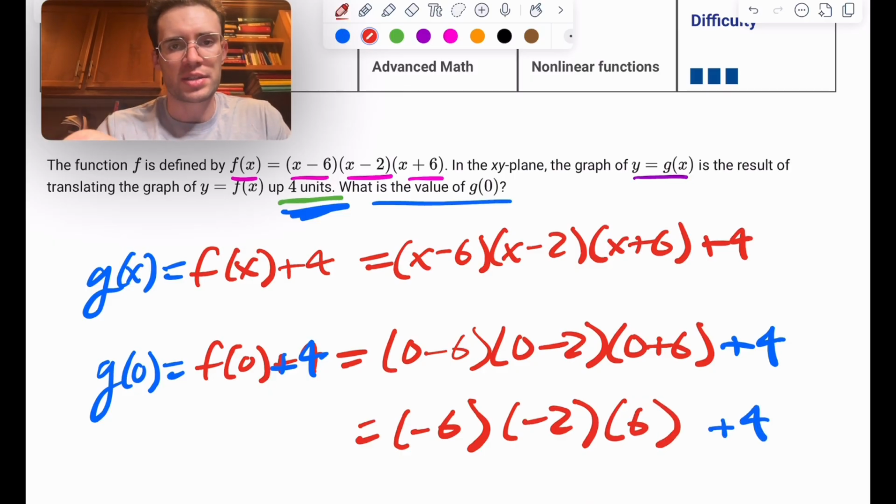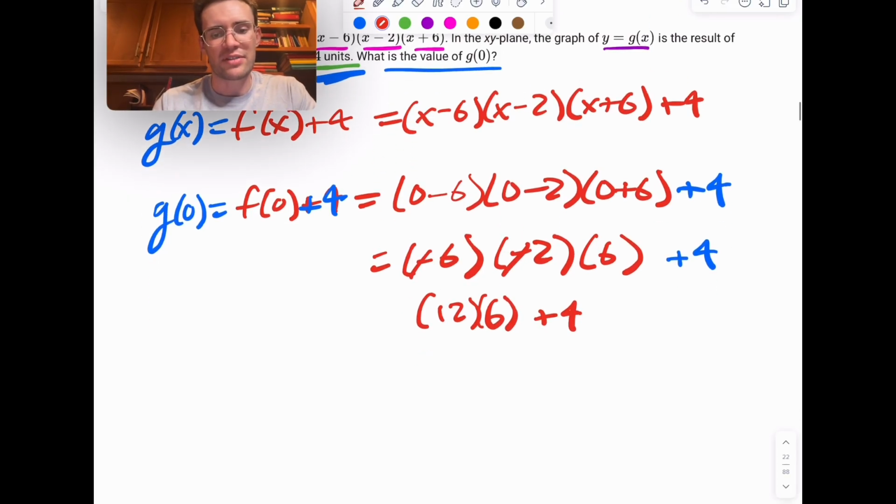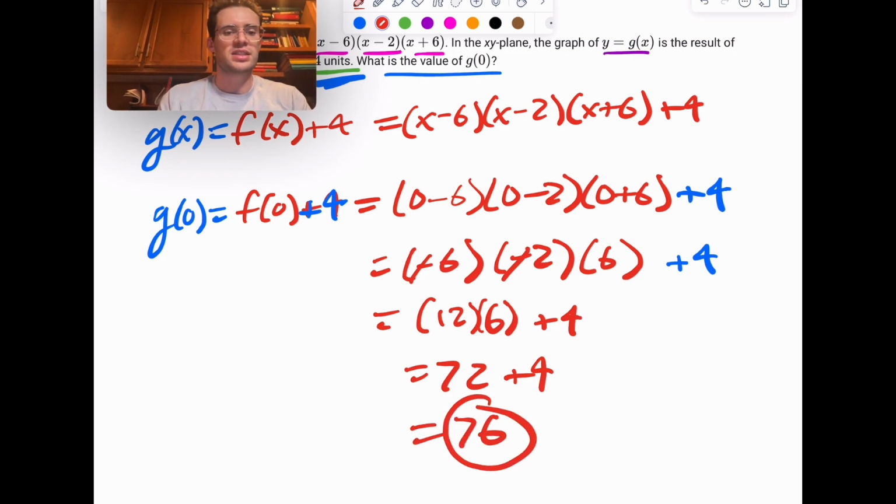So we just multiply these. PEMDAS, you have to multiply before you add. Negative times a negative is positive, so those cancel out. 6 times 2 is 12. So we get 12 times 6 plus 4. 12 times 6 is going to be 72. So 72 plus 4 gives us 76. So 76 is the output when x is equal to 0.